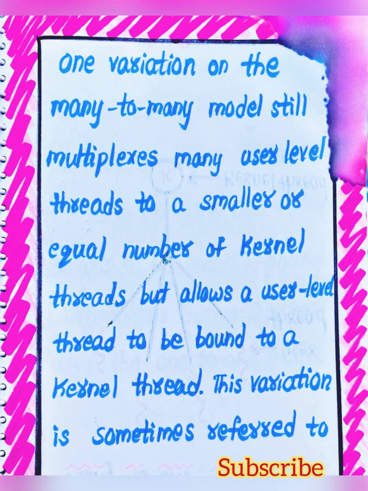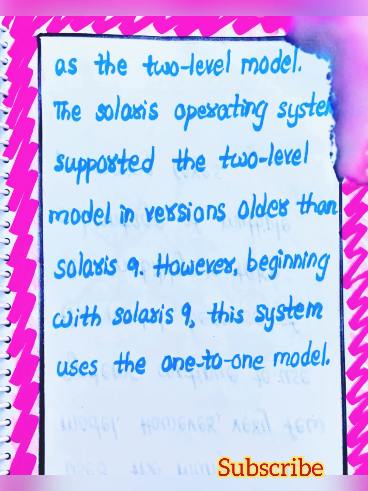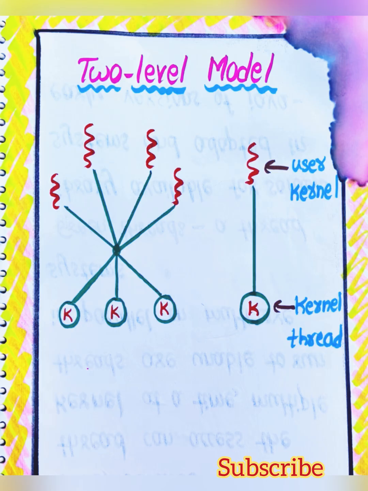One variation on the many to many model still multiplexes many user level threads to a smaller or equal number of kernel threads, but allows a user level thread to be bound to a kernel thread. This variation is sometimes referred to as the two-level model. The Solaris operating system supported the two-level model in versions older than Solaris 9. However, beginning with Solaris 9, the system uses the one-to-one model. Two-level model: user thread, kernel thread.